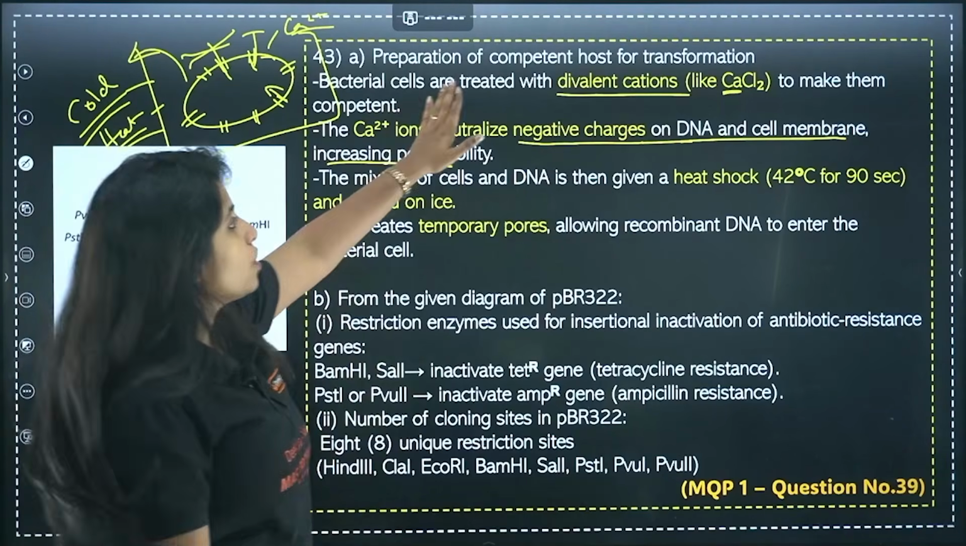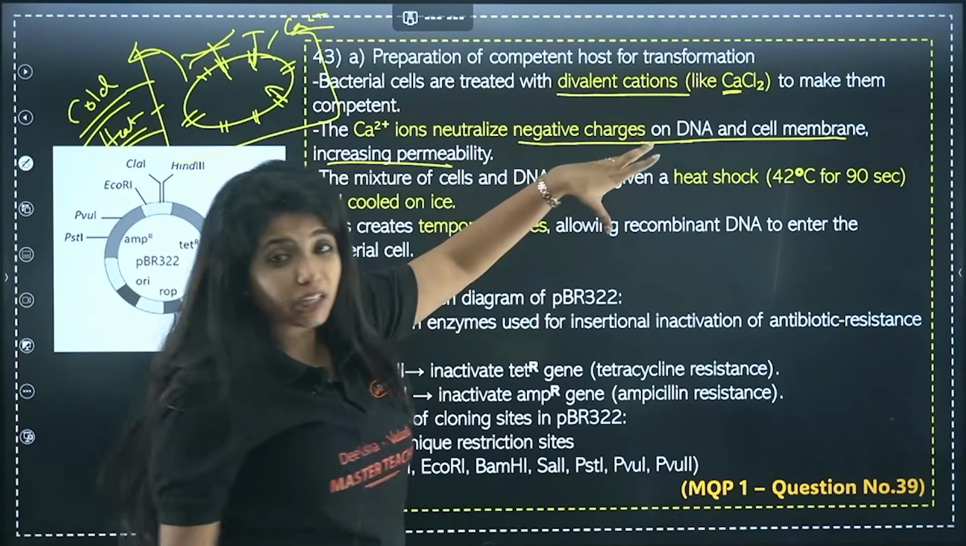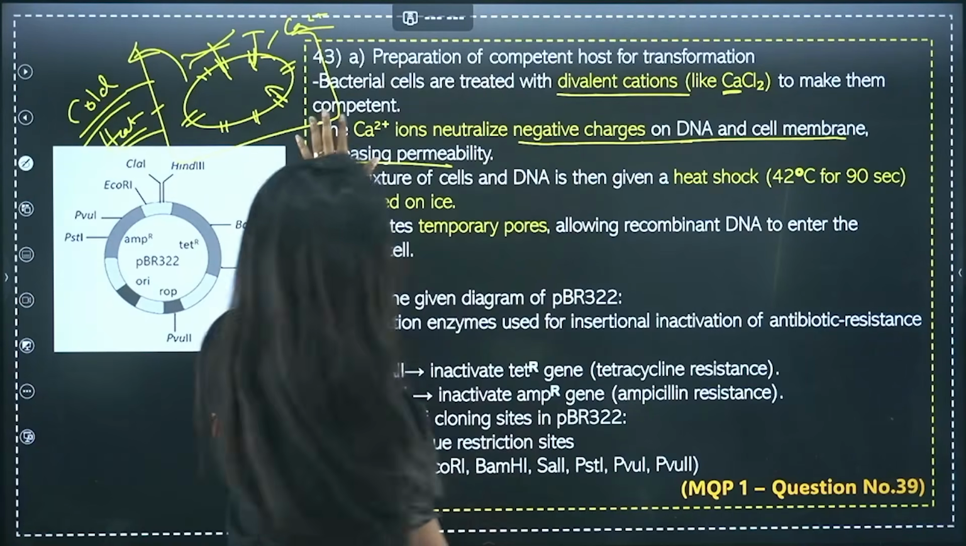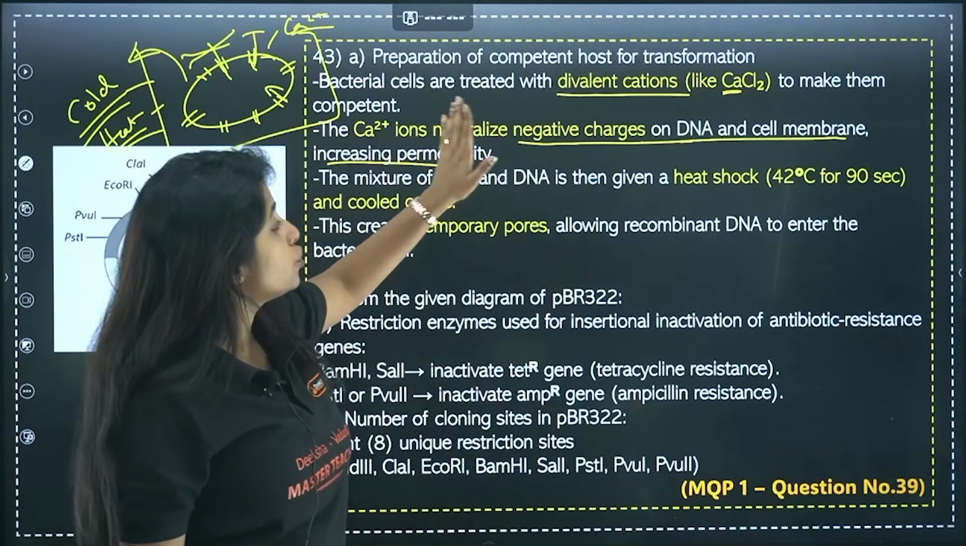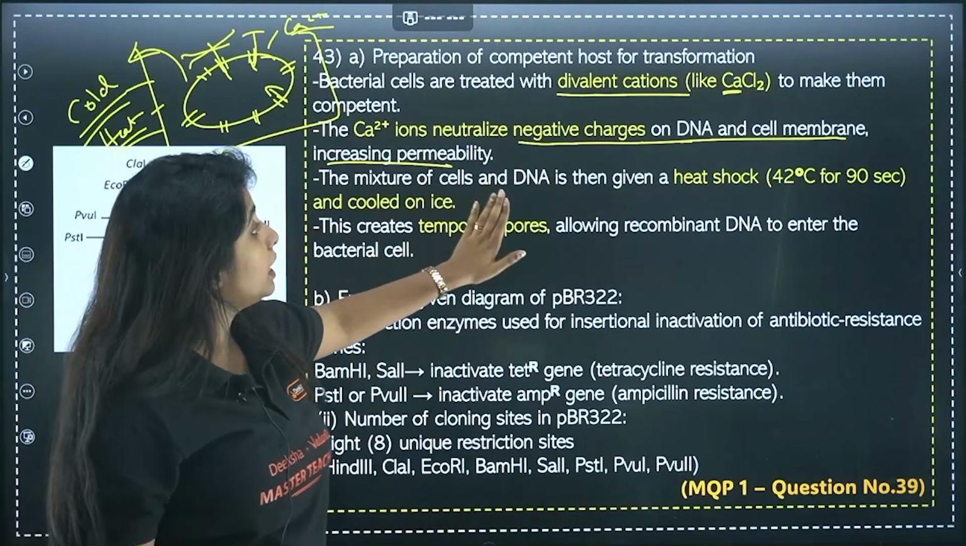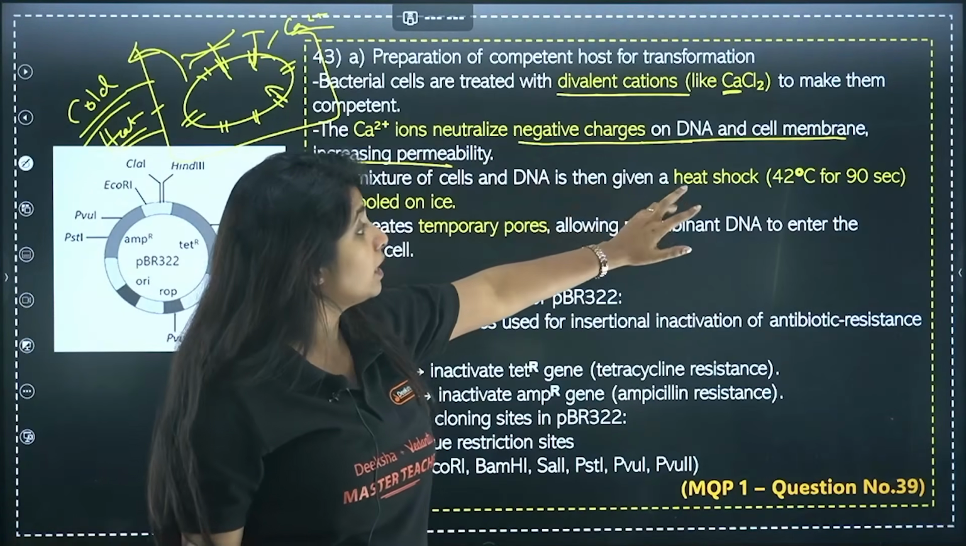Okay, so preparation of competent host for transformation. This is usually done with bacteria, my dear children. Bacterial cells are treated with divalent cations to make them competent. The Ca2+ ions neutralize the negative charge on DNA as well as the cell membrane. The mixture of DNA and the cells is then given a heat shock.